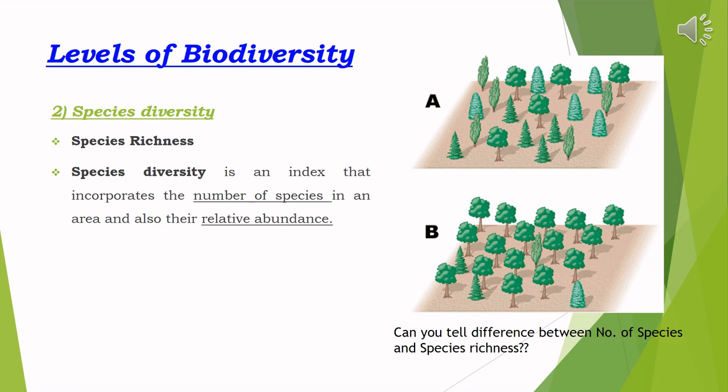Second is species diversity. It refers to the variety of species within a region. In simple words, species diversity is the number of different species in a place, also called species richness. Species diversity is an index that incorporates the number of species in an area and also their relative abundance.